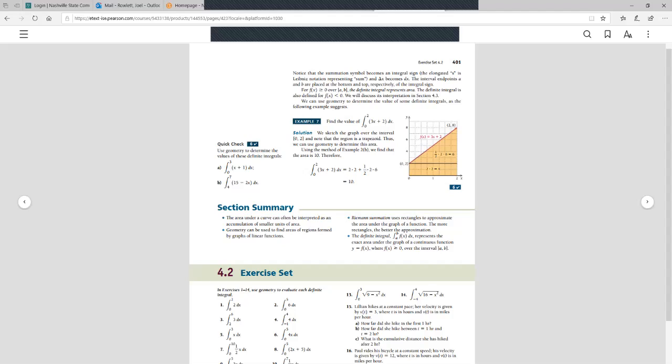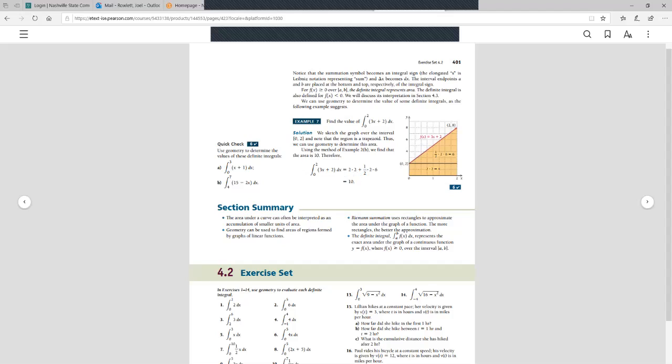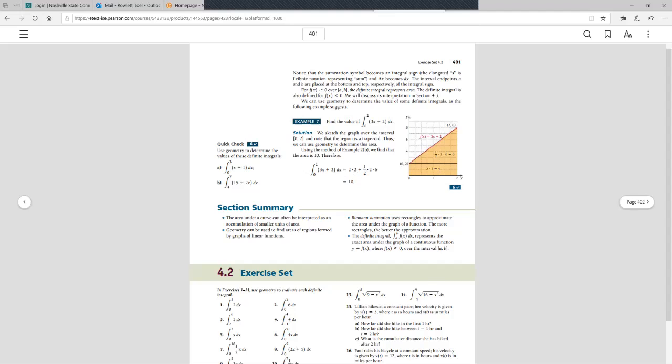They want you to understand that if you evaluate the integral from 0 to 2 of that function with respect to x, you get the area under the curve. We still haven't learned how to do it exactly with calculus, and that is going to be the topic of our next section. So let's move into section 4.3.